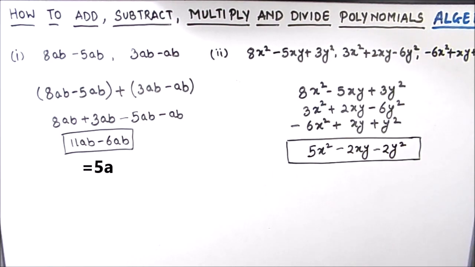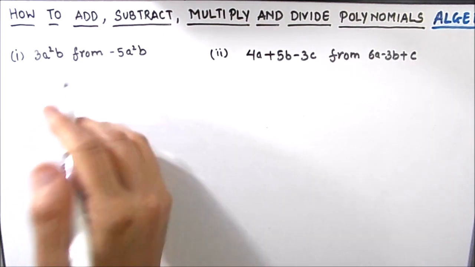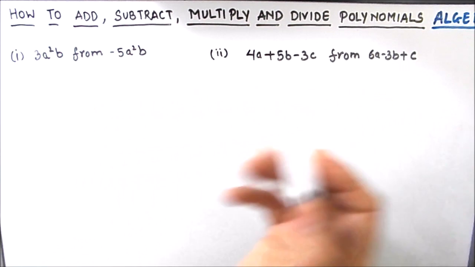So this is the second method of adding the polynomials. But you can use any of the methods, the column method or the direct method, for addition of polynomials. Keep in mind to add the like terms together with the respective signs. So this completes the addition of polynomials. Let's move on to subtraction of polynomials. So these are our examples for subtraction of polynomials.